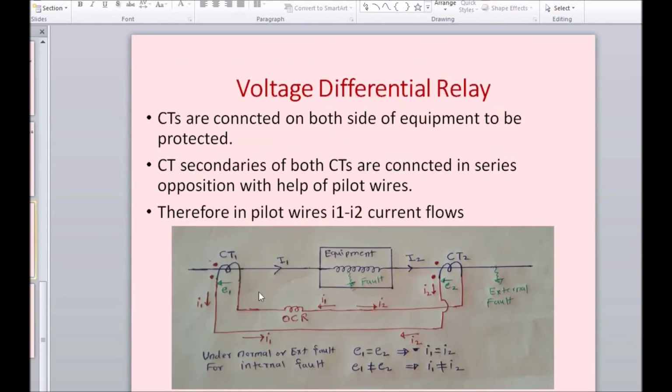Why the same? Because if the fault occurs externally, any fault outside the zone of protection, both capital I1 and capital I2 currents are the same. As capital I1 and capital I2 currents are the same, the EMF induced in the secondary winding is also proportional to I1 and I2, therefore E1 and E2 are the same, and hence the I1 minus I2 current is 0 for normal or external fault condition.